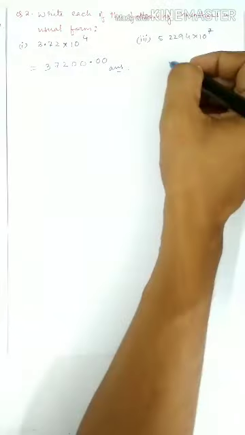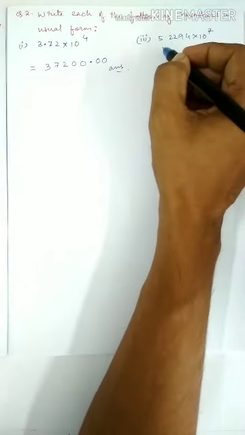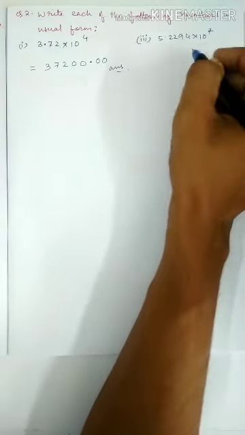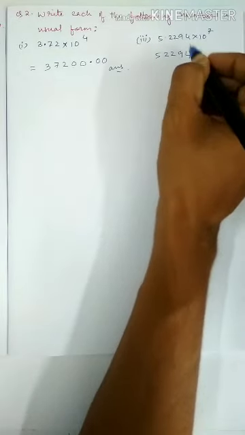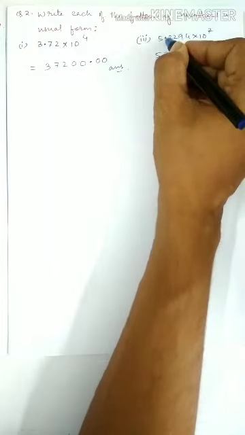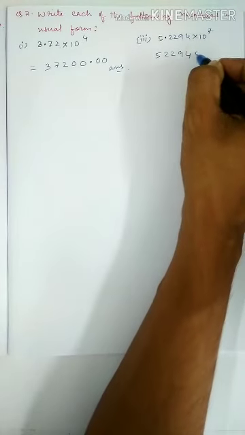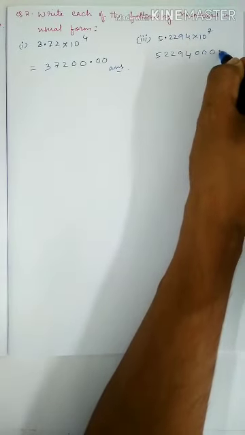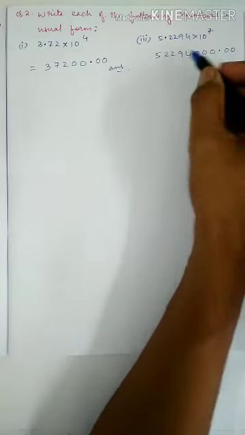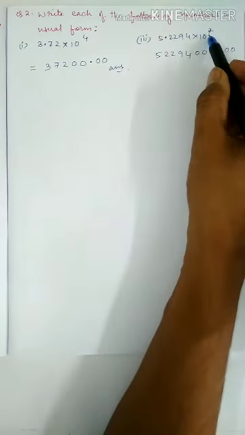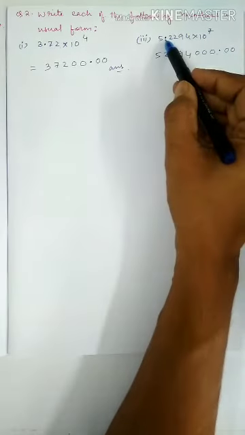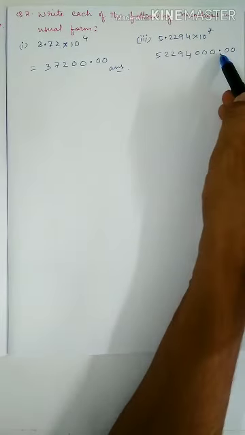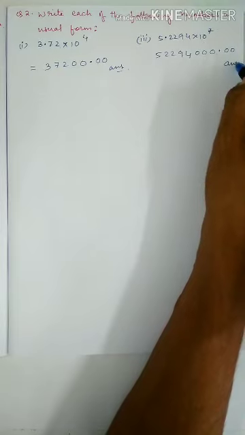Clear, students? And here if we solve, it will become 7 places. So it becomes 5, 2, 2, 9, 4. You see already 4 places are there, so now 3 more places you have to shift. 1, 2, 3, decimal 0, 0. So you see the decimal has moved 7 places: 1, 2, 3, 4, 5, 6, 7. Earlier it was here, but now the decimal is here. So this is our answer.